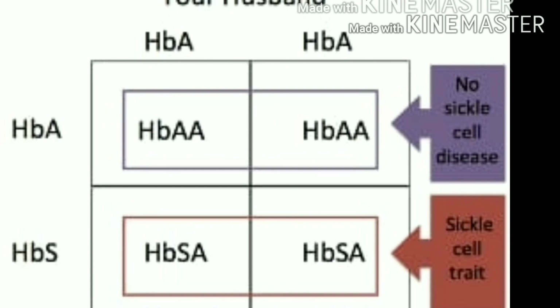Only when HB capital S and capital S come together, then only that person becomes a patient of sickle cell anemia. In order to have such an occasion, both the parents must be heterozygous. Both the parents must have one allele HBA and the other allele HBS. Then only the progeny will become a sickle cell patient.